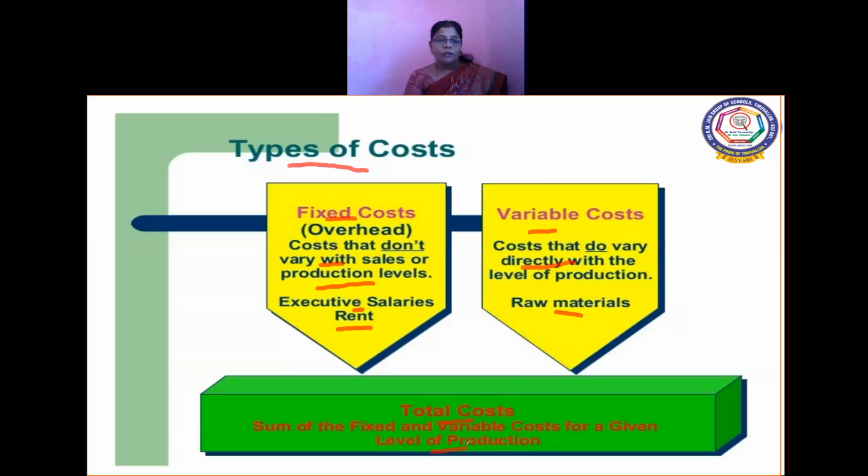Okay children, today we discussed different types of cost and different names for different costs, everything we discussed. Tomorrow we will continue with the revenue analysis.